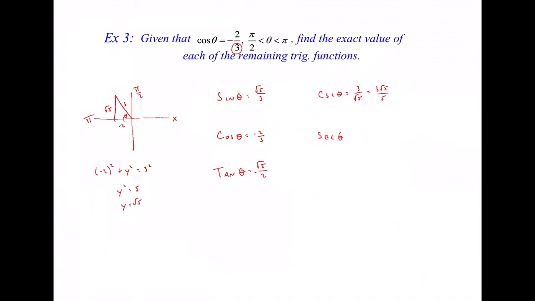Cosecant's reciprocal is secant of theta. So secant would be negative 3 halves. And then cotangent is the reciprocal of tangent. That would be negative 2 over the square root of 5, which once you rationalize that, would be negative 2 square roots of 5 over 5. So this is a similar problem from before, but now we're worried about location also, so we can get the signs correct.